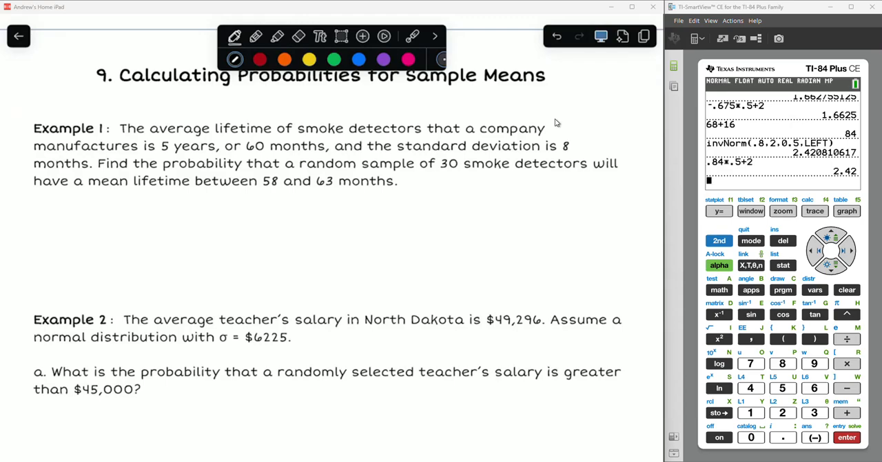In this last video, we're going to do some examples where we're calculating probability for a sampling distribution of sample means. Our first question says the average lifetime of smoke detectors that a company manufactures is 5 years, or 60 months, and the standard deviation is 8 months. Find the probability that a random sample of 30 smoke detectors will have a mean lifetime between 58 and 63 months.